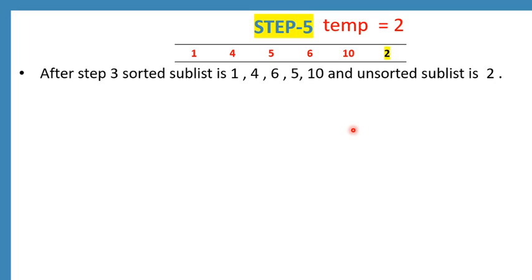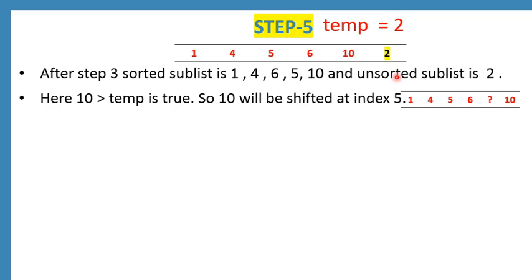Now step 5, which will be the last step. Before that step, our sorted list is 1, 4, 5, 6 and 10, and the unsorted list is 2. Now temp will be 2, and when 10 is compared with 2, again the sorted value is greater than the unsorted value, so shift it. 10 will go to the last index.